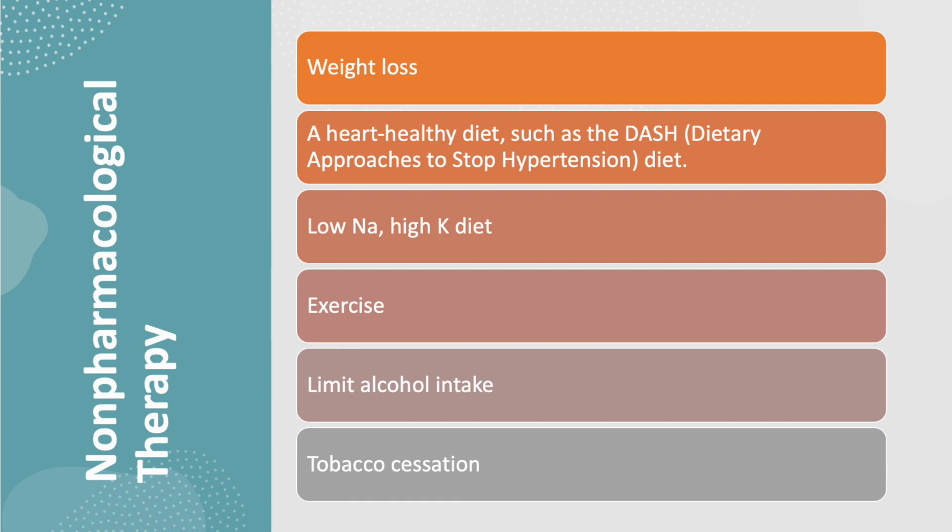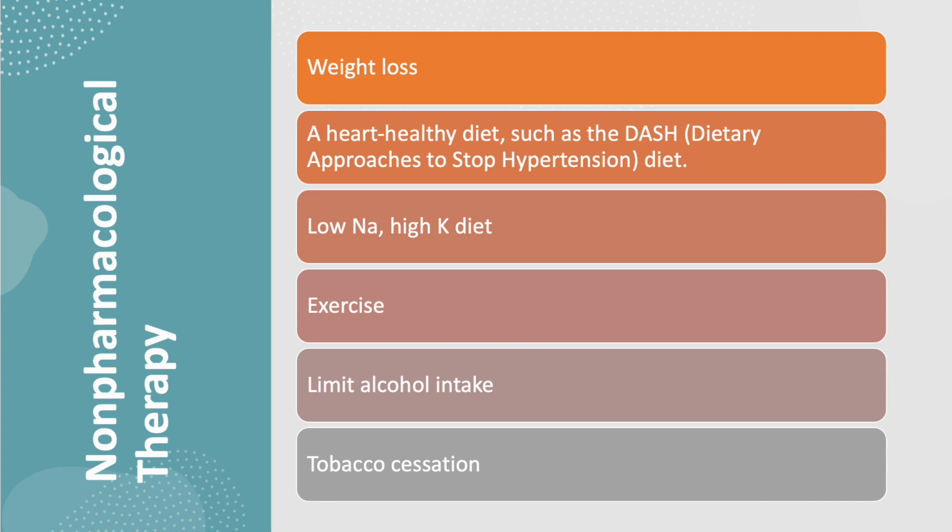Weight loss, very helpful. Heart healthy diet, like in the DASH, there was a study called Dietary Approaches to Stop Hypertension Diet. That's very useful. And this is a diet high in plants, fruits, has low-fat dairy products, low in fat, low in sodium, and actually this diet can lower blood pressure by 10 to 11 points. So that's very useful. Low sodium diet, meaning below 2,000 milligrams per day.